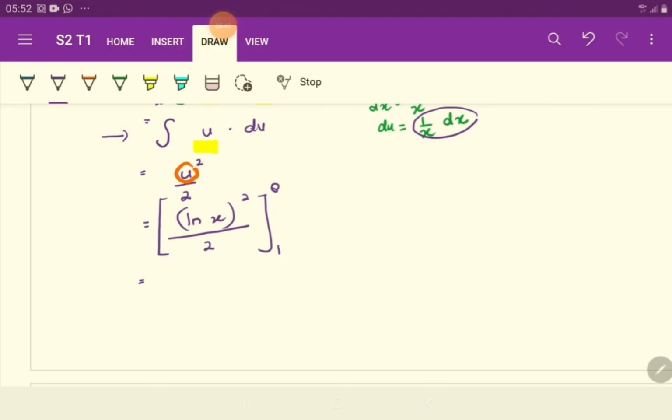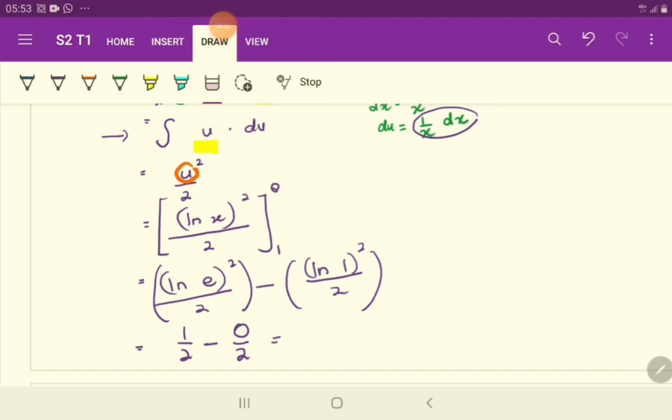Okay, so ln e squared is 1, and then over 2. ln 1 is equal to 0, so 0 over 2 is still 0. Hence the answer is 1 over 2 units squared.